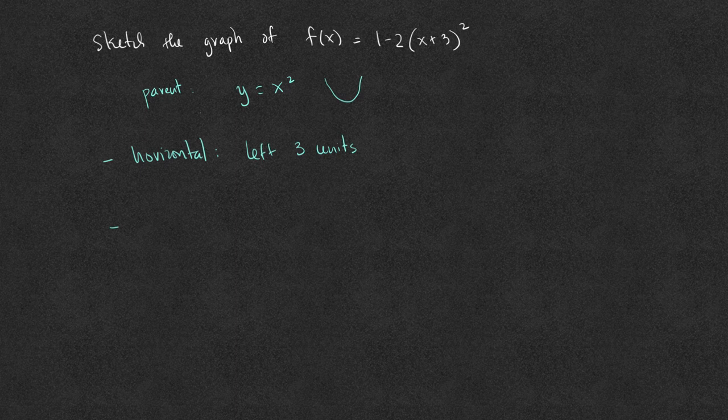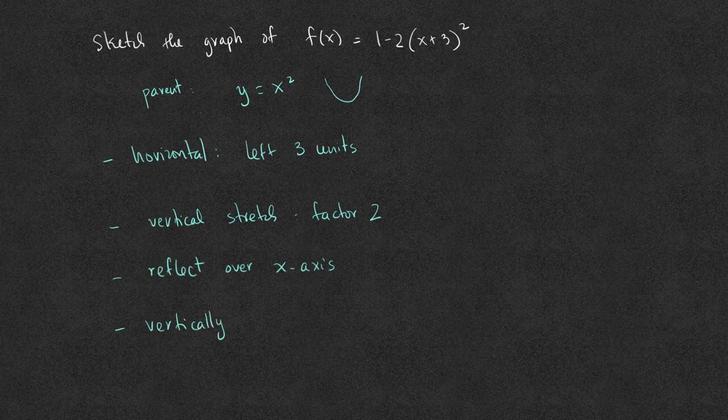Next, we will apply a vertical stretch by a factor of 2. We will multiply every y value by 2 by keeping the same x values. And then we will reflect the result over the x-axis, because the negative in front of the number 2 will flip the graph upside down. And then after that, we will shift the graph vertically by 1 unit, up 1 unit.